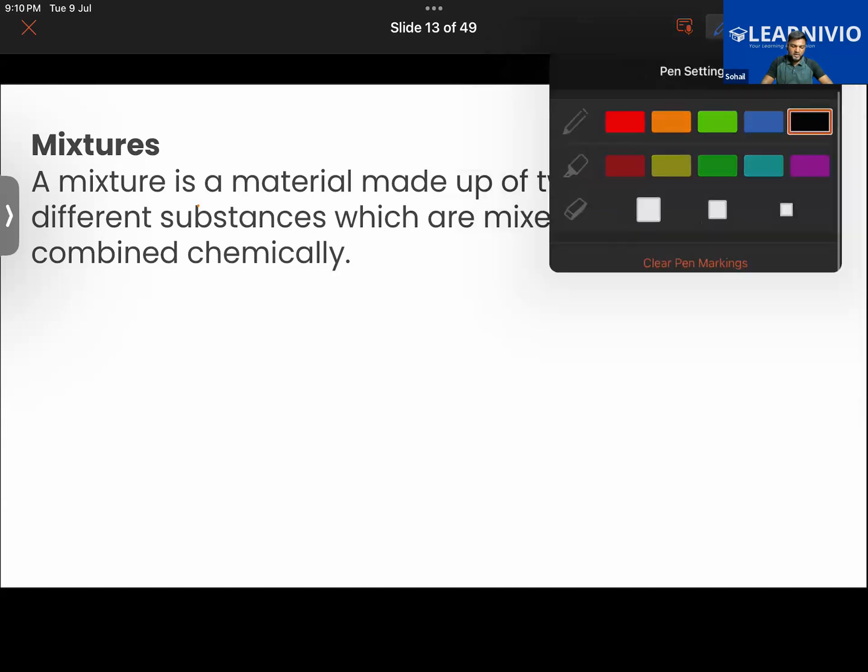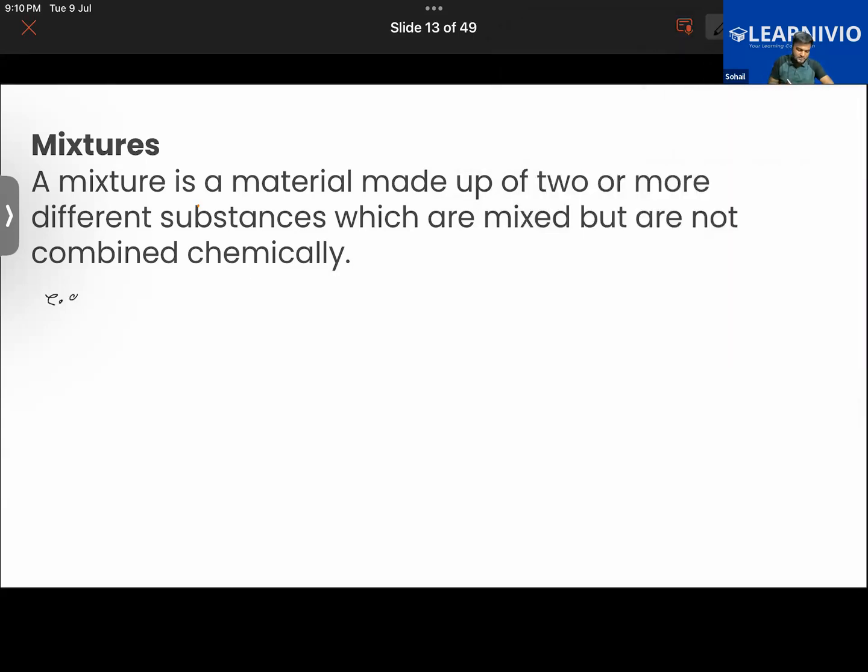Then after having written the definition, write down the examples. Common examples are as follows: sugar and water. Then you have air, that is also a mixture. Milk is also a mixture. Pond water is a mixture. Seawater is also a mixture. Oil and water is a mixture. Getting it? These are some of the common mixtures. So write down the examples as well.